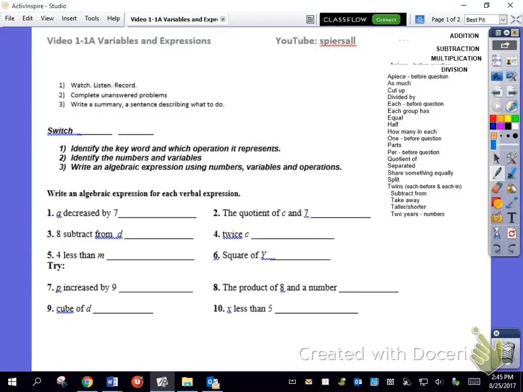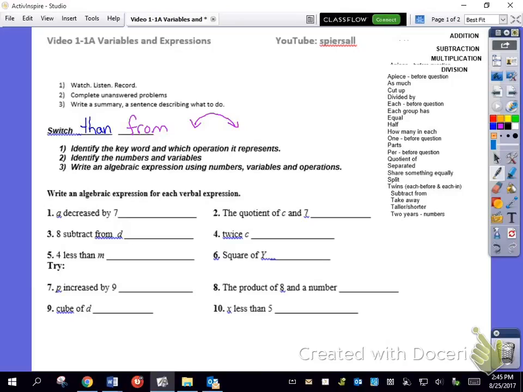Okay, variables and expressions. So remember, there's two key words that tell you to switch. One of them is if you see the word than, you're going to have to switch. And the other word is if you see the word from. Okay, so than or from. If you see those words, you're going to have to change the order. So whatever's first will be last and what's last will be first.